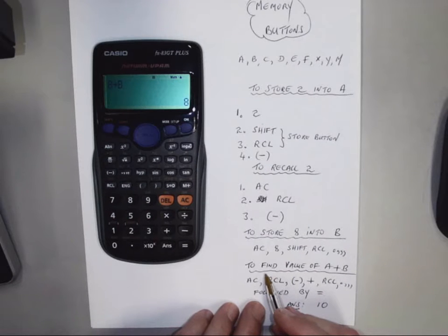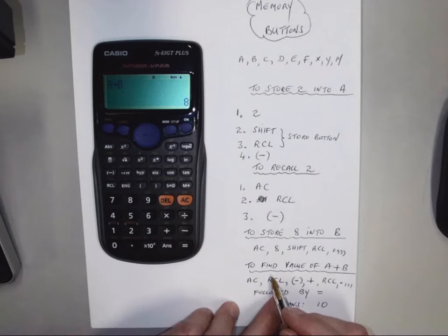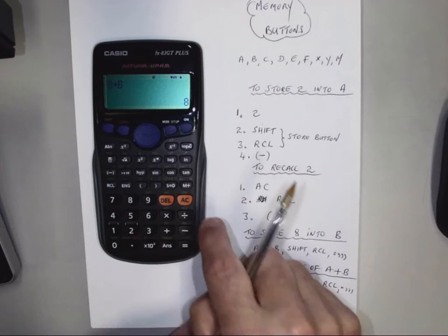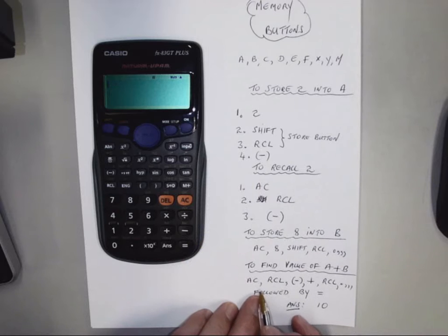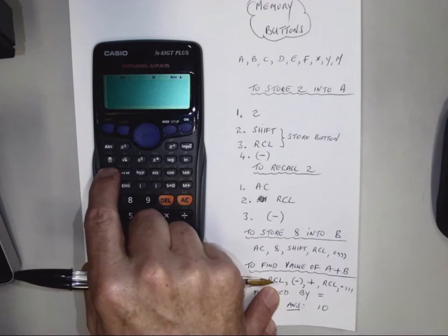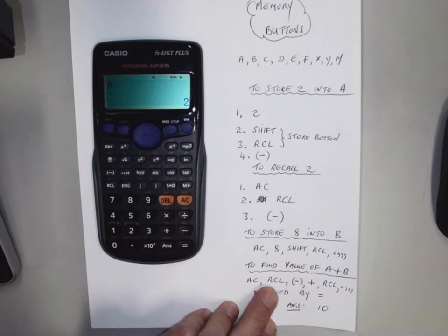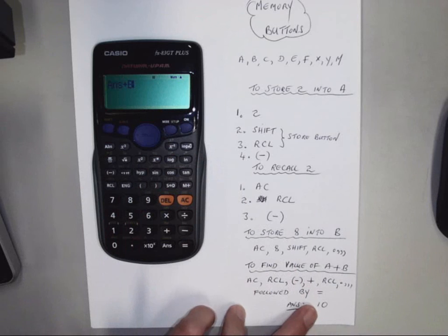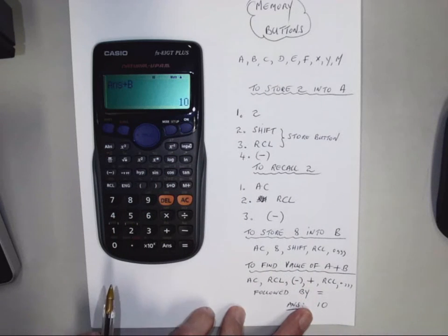Now finally, let's use these numbers that we've stored and add the value of A and B. So we're really going to be adding 2 and 8, and we know the answer is 10, but let's see how the calculator would do that. So recall, after pressing AC, you want to recall A, so recall on the minus key will recall A. Then go on to the next step, plus. Then recall B is RCL on the degrees, minutes and seconds button, and that'll add it to B. Finally, press equals and your answer is 10.